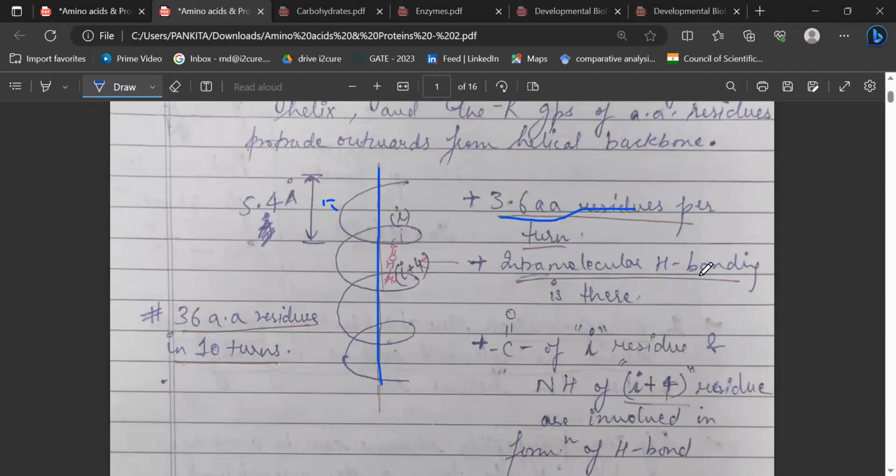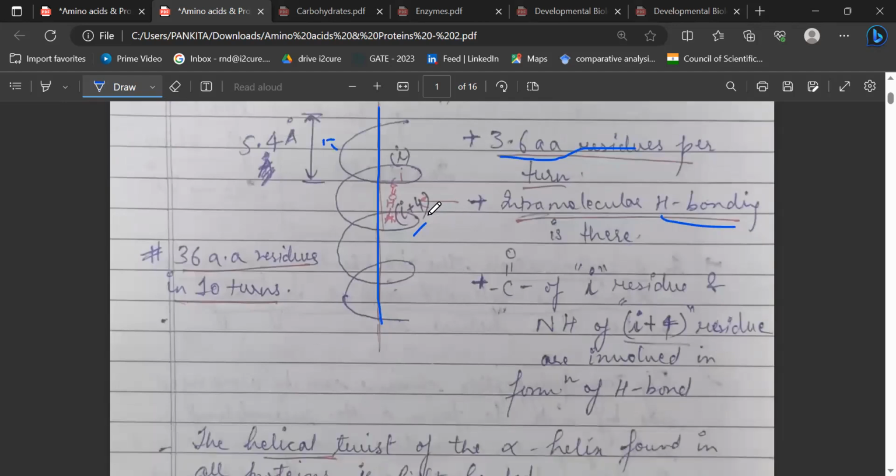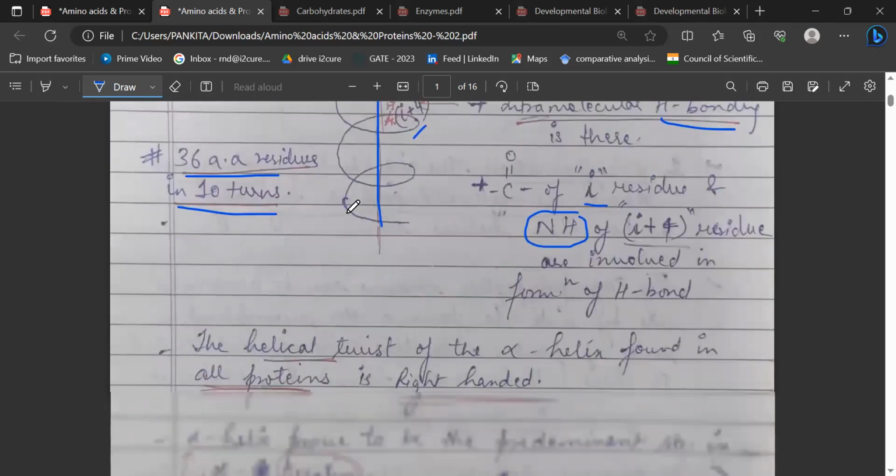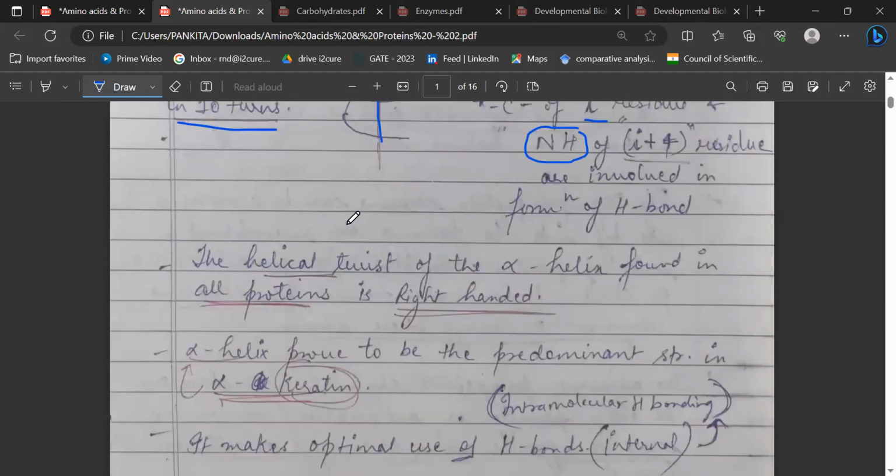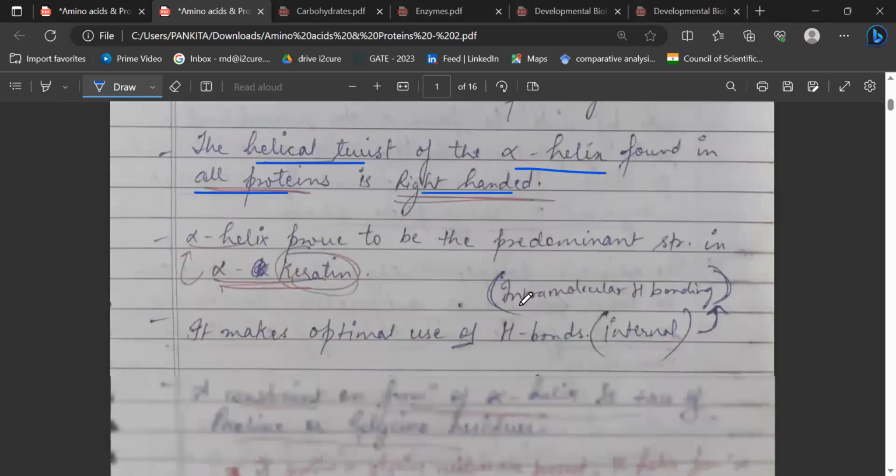There is intramolecular hydrogen bonding, and it is different for different kinds of helices, but in this case there is intramolecular hydrogen bonding between the I and I plus 4, basically the carboxyl group of one residue with the amino group of every fourth residue present in that helix. There are 3.6 amino acids per turn, and 5.4 angstrom is the pitch. Helical twist of the alpha helix is always right-handed in all proteins.